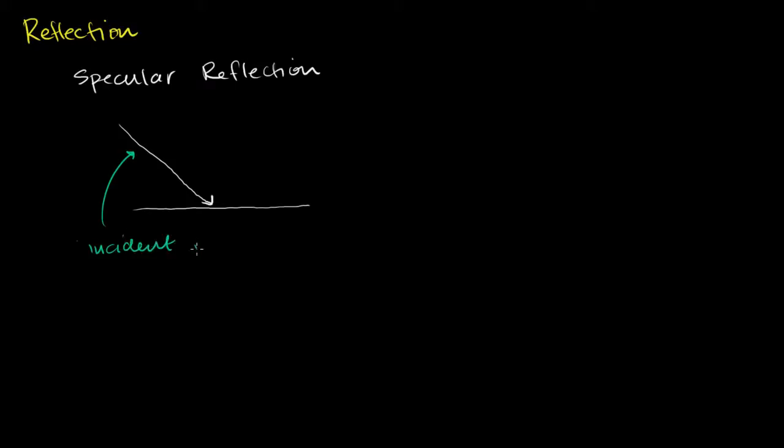Incident ray. It'll approach the surface, and you can almost imagine that it bounces off at essentially the same angle, but in the other direction. So then it'll hit the surface, and then it'll bounce off, and it'll go just like that. And then we would call this the reflected ray after it has kind of bounced off of the surface. Reflected ray.